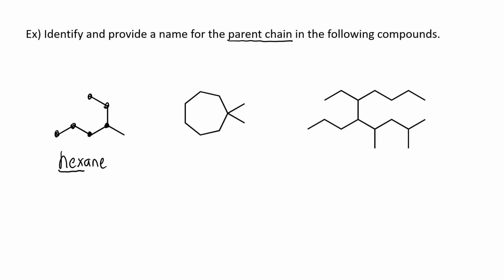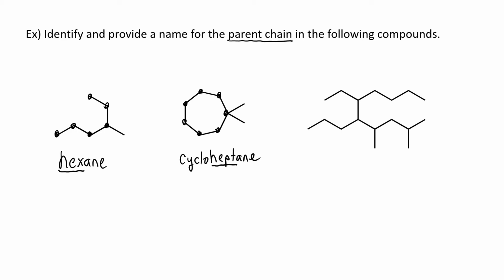And let's look at the next one. We have 1, 2, 3, 4, 5, 6, 7. You can only count the number of carbons in the ring. Do not count the carbons inside and outside. It's only inside the ring. So that's 7. That's cycloheptane. Hept is for 7. Don't mix these two up. Hex and hept are often confusing.